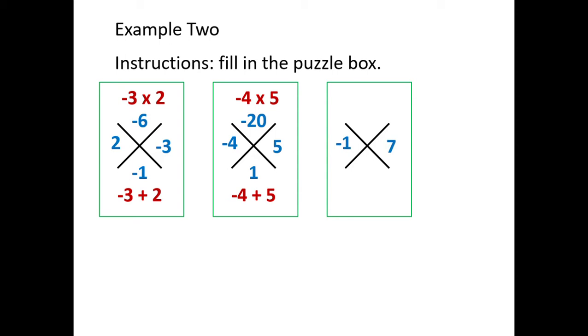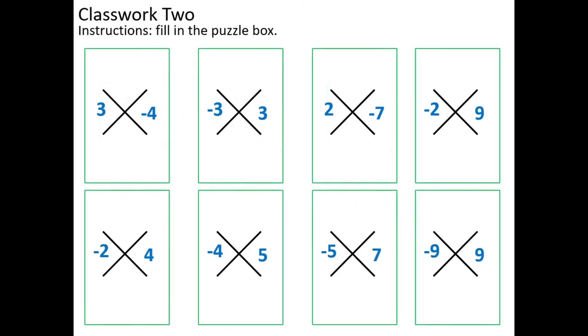Okay, we'll try it again. And on the top, multiply. Negative times positive is negative. On the bottom, we add. And 7 is bigger than 1, so 7 take away 1 is 6. Okay, so ready to go again? You try it out. Get a bunch of them done. Pause the video while you do them. And then we'll look at a couple of the answers.